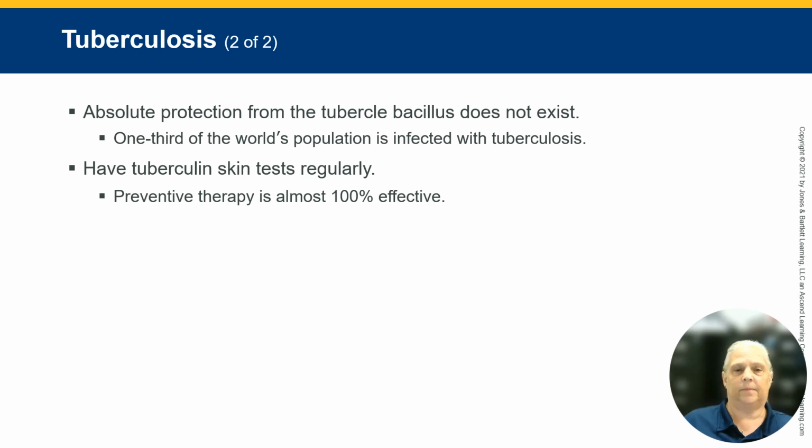There is no absolute protection. About 1/3 of the world's population is infected with tuberculosis. The mechanism of transmission is not very efficient, however. So it's recommended that once a year you get your TB skin test. If the infection's found before you become sick, preventative therapy is almost 100% effective.